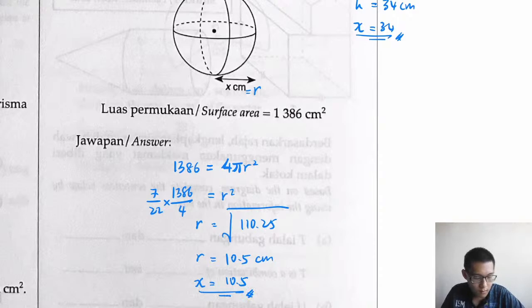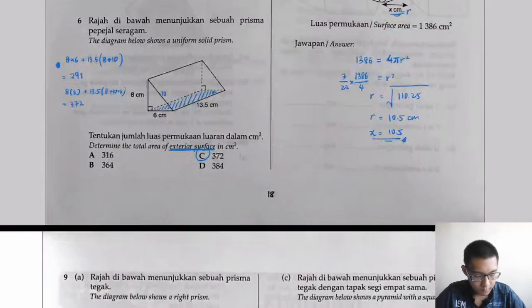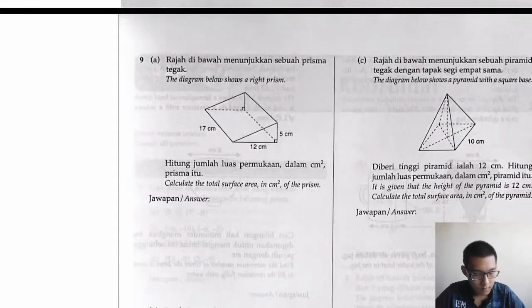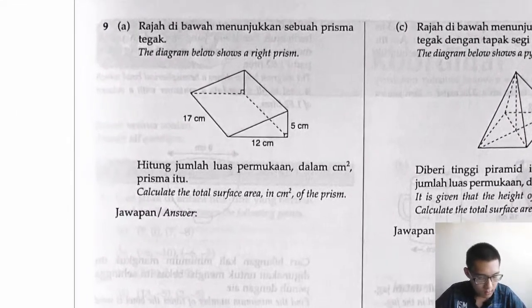Okay, instead need to put the cm. So because cm is already here, no need to put the cm for x. Okay. So next, let's see question 9.